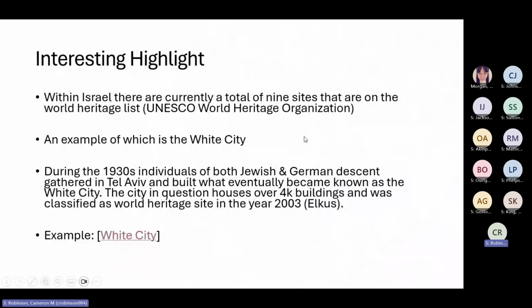An interesting highlight, at least I thought it was interesting. Within Israel, there are currently a total of 9 sites that are on the World Heritage List, an example of which is the White City. During the 1930s, individuals of both Jewish and German descent gathered together in Tel Aviv and built what eventually became known as the White City. The city houses over 4,000 buildings and was classified as a World Heritage Site in the year 2003.